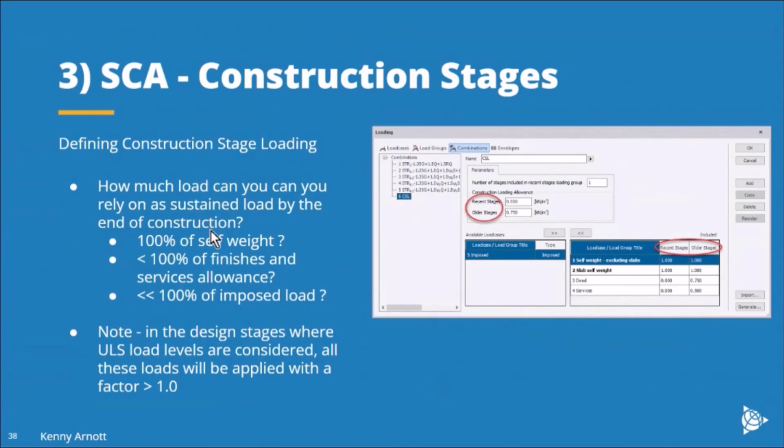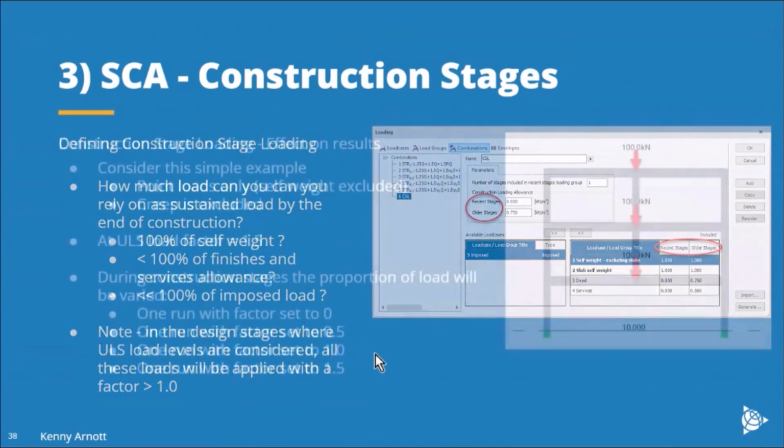What, as I've alluded to already, really matters is how much load you apply, and so how much load can you actually rely on? Can you say that, well, obviously maybe 100% of the self weight, then the finishes, the services, and you could use some proportion of the imposed loads. So you might apply imposed load by pulling the imposed load case over here and not applying any construction loading allowance. You can set that to 0. Or you can use this option here. So it's up to you how much load you apply during these construction stages.